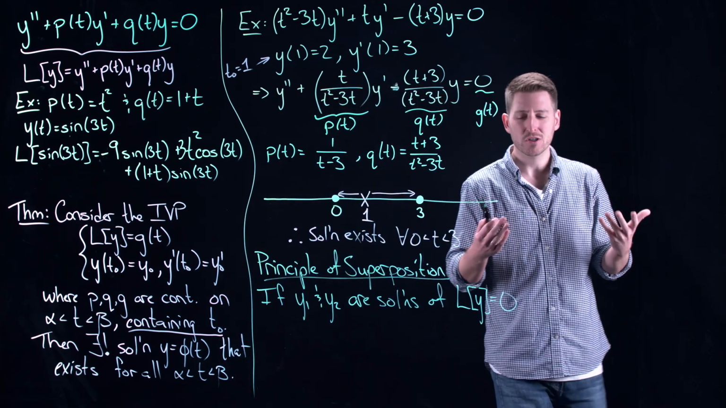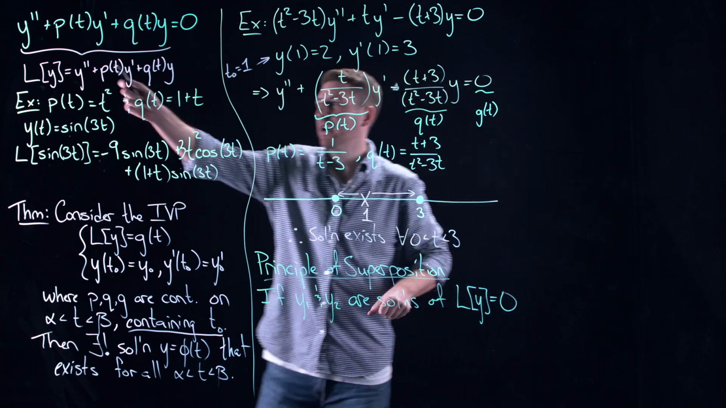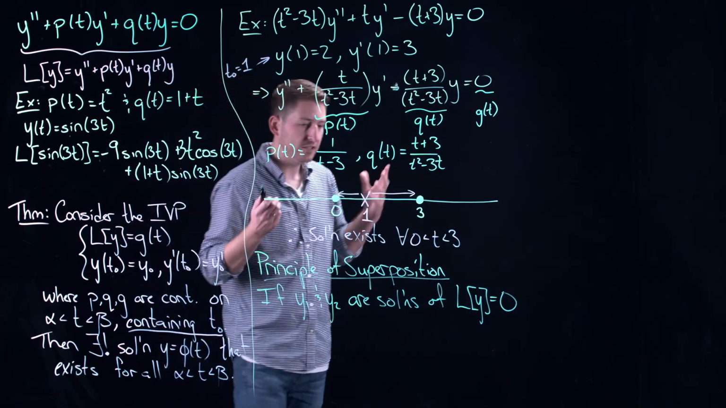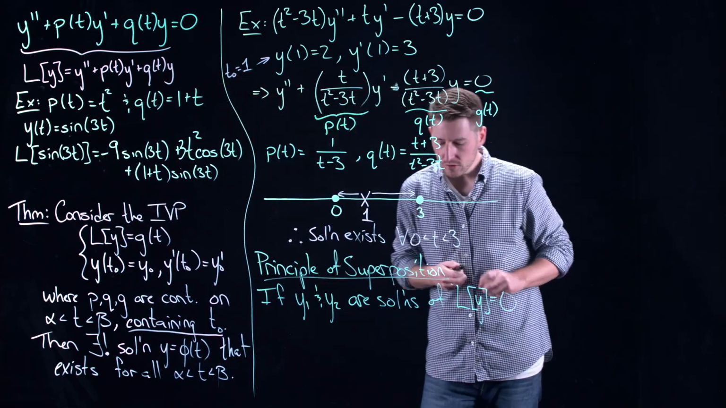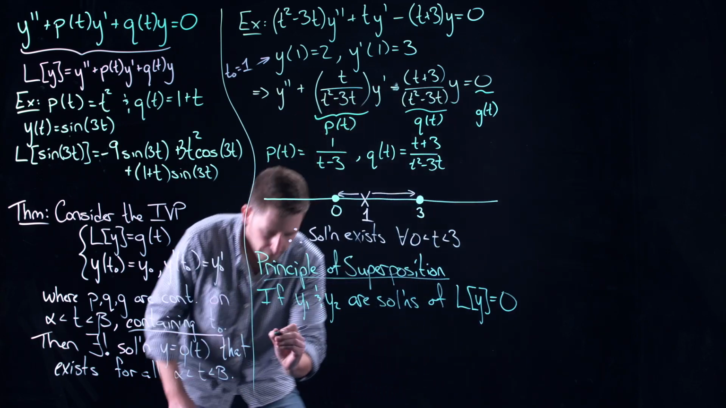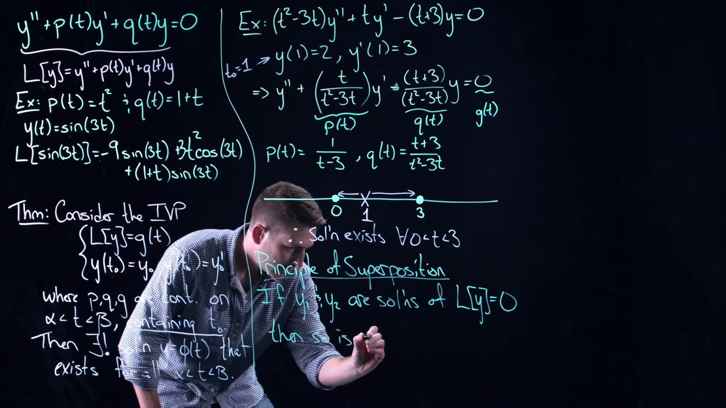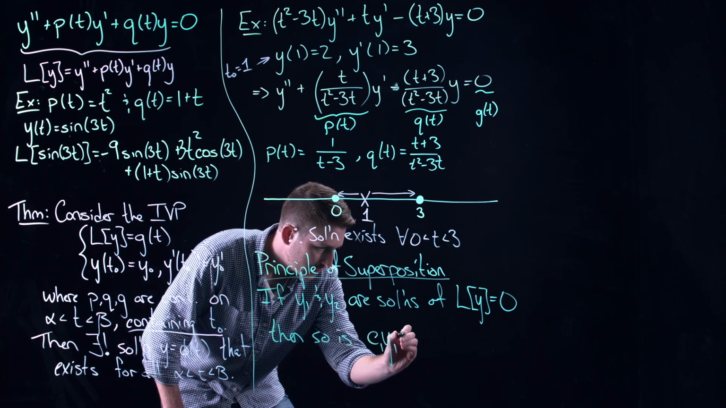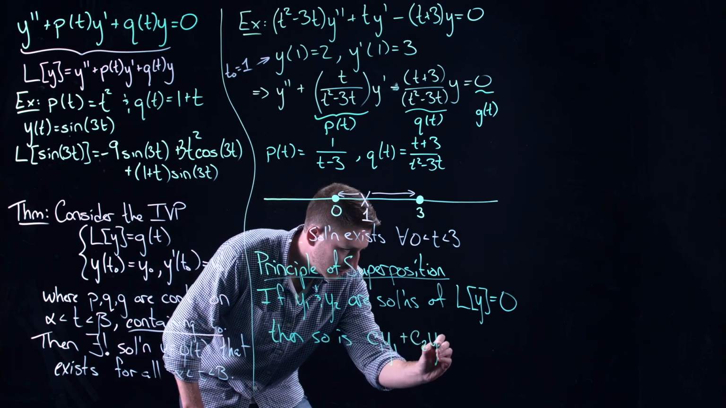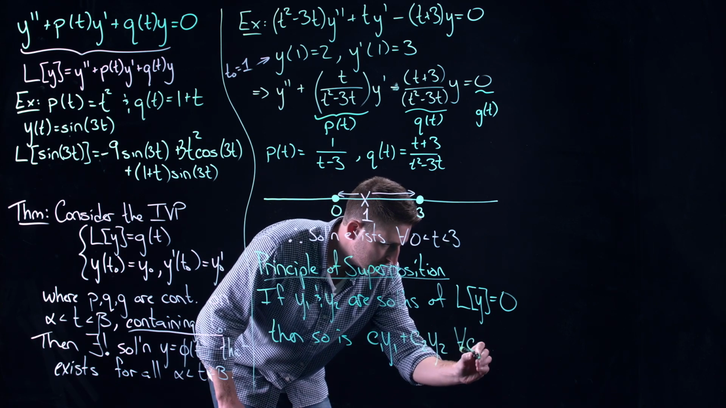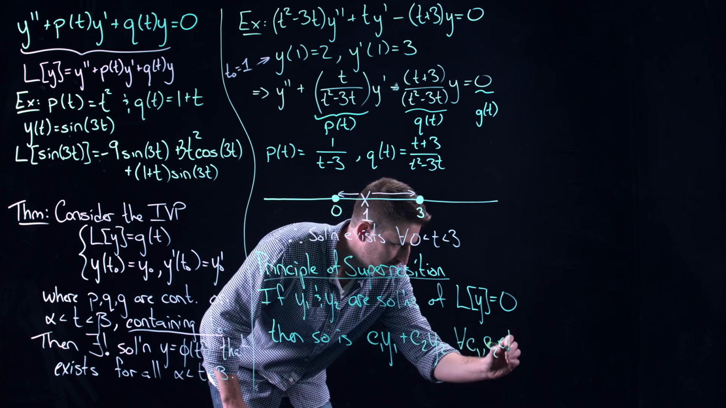Again, it's really just a shorthand. It's allowing me not to have to write this thing every single time I want to talk about it. But if I have 2 solutions to this, then so is any linear combination of these solutions. So this works for all C1 and C2 real numbers.